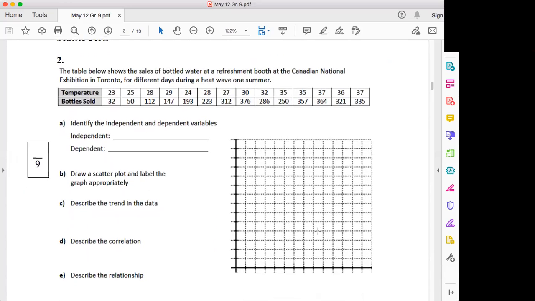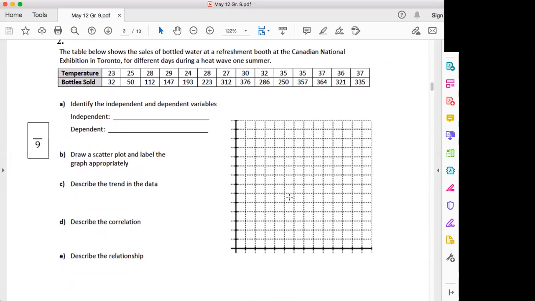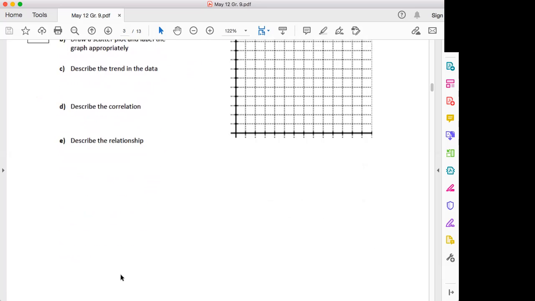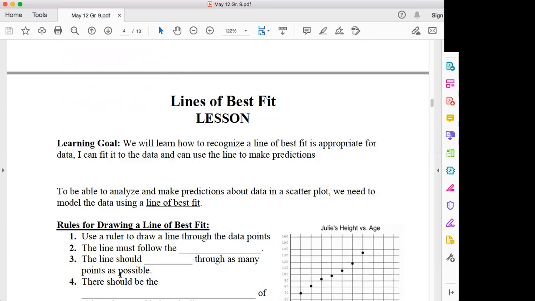And then there's a second one on scatter plots. So you have to tell me the independent and dependent variables. You have to draw the scatter plot and make sure that you label your graph appropriately to get all your points. You're going to describe the trend, describe the correlation, and describe the relationship. So exactly like we've been doing yesterday.